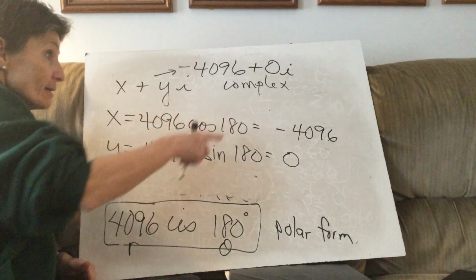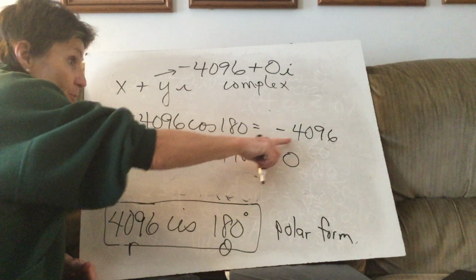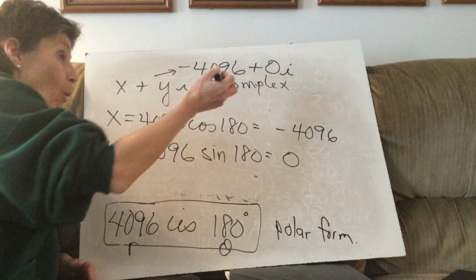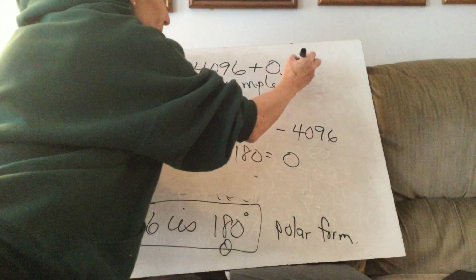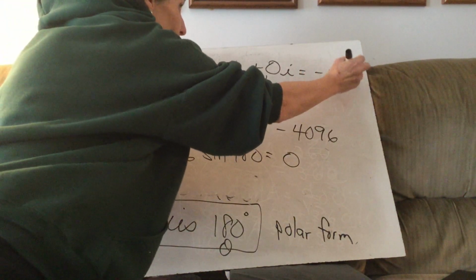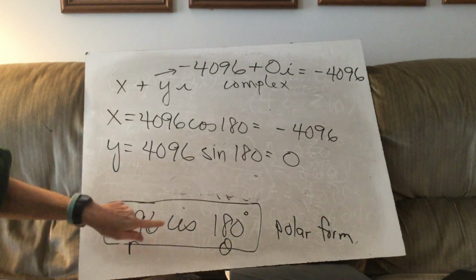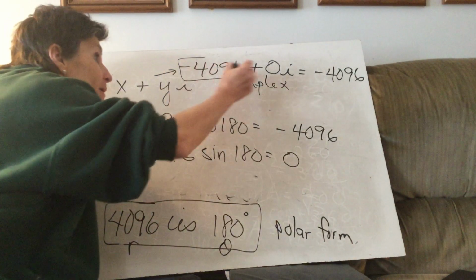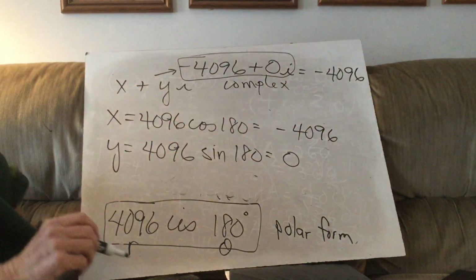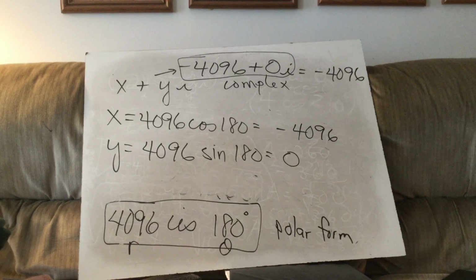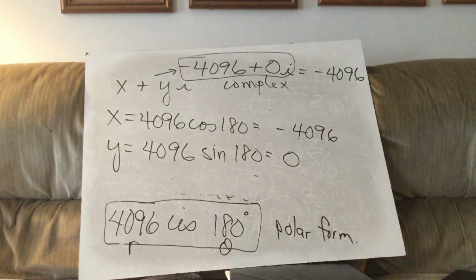So when you write your answer in complex form, you can write negative 4096 plus 0i, because x plus yi, there's your x, there's your y. Or if you prefer, it doesn't matter to me, you can just write negative 4096, because when you add 0, of course, it doesn't change anything. So here's my polar form, and here's my complex form. You can write it that way if you prefer. And that's the end of that assignment. Good job.